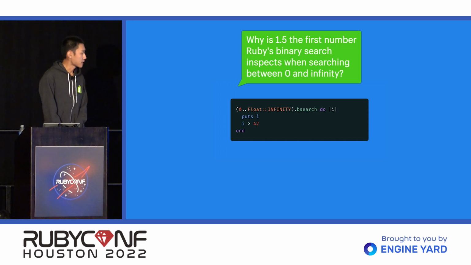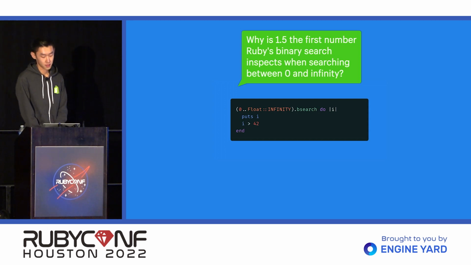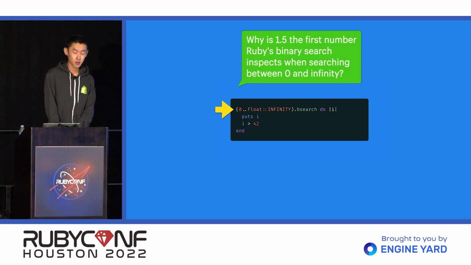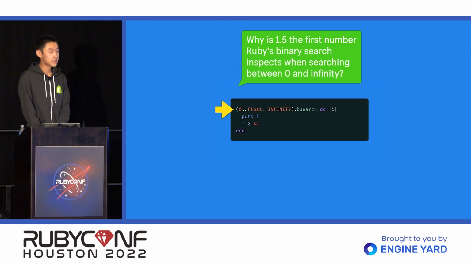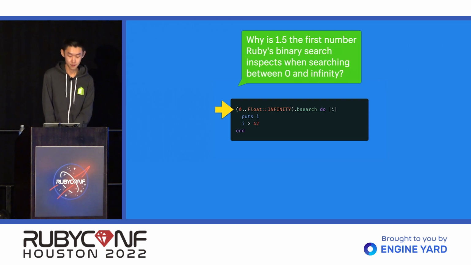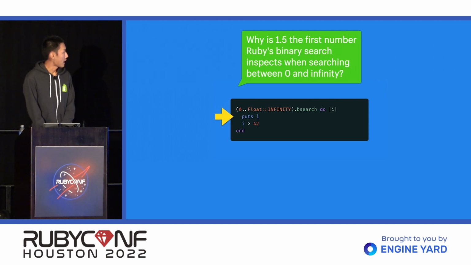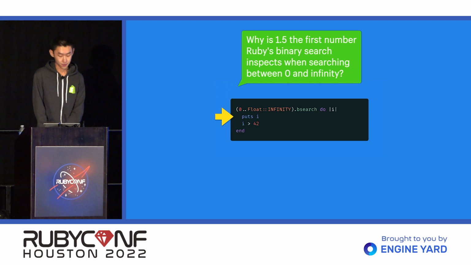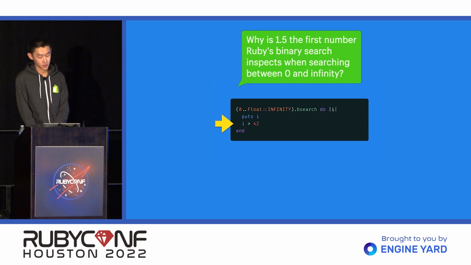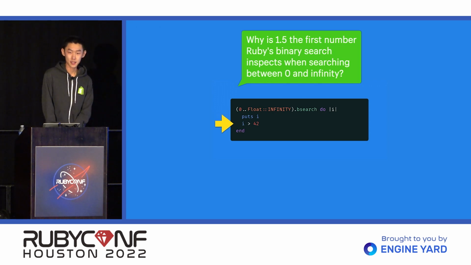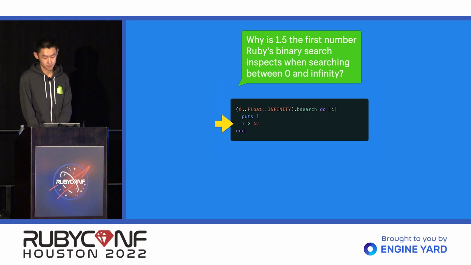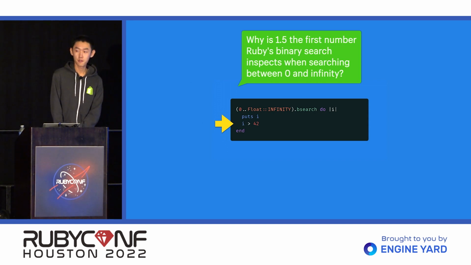Well, let's first take a look at this short Ruby code. It's first creating a range between 0 and infinity. It's then calling the range bsearch method over that range. We then output every number that we inspect, and then the block returns a Boolean, whether the floating point number passed in is greater than 42 or not. Essentially, we're looking for the first floating point number that is strictly greater than 42.